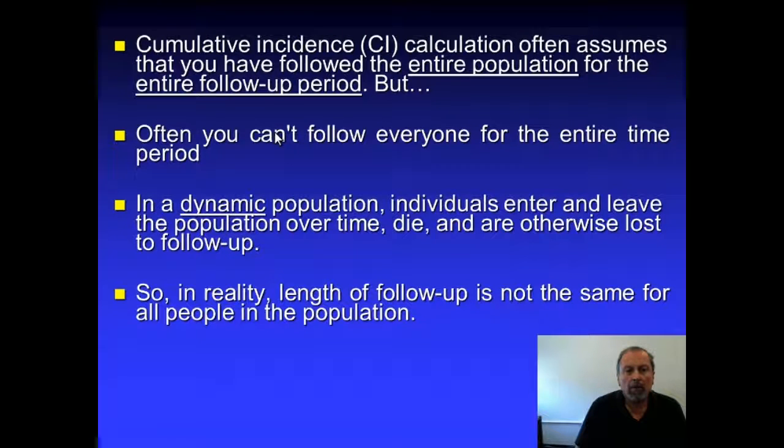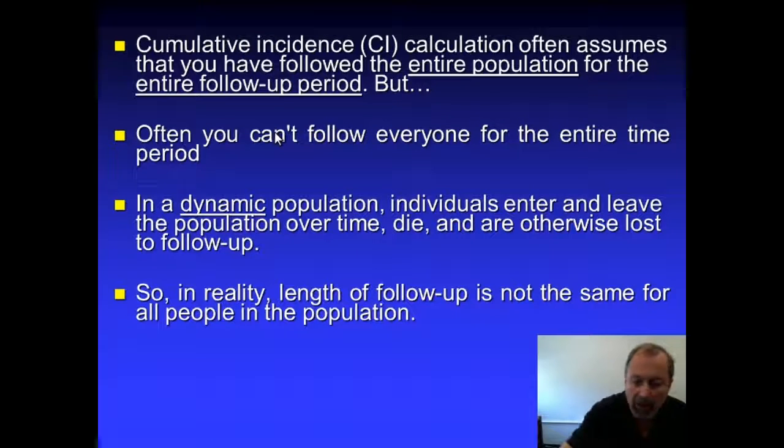So also with cumulative incidence calculation, the nature of the calculation is such that we assume that we followed the population for the entire follow-up period, but we can't do that for reasons of people being lost to follow-up, and of course in any ordinary population people are coming and going, and some are dying of competing risks and so on. So this makes the cumulative incidence calculation somewhat problematic.